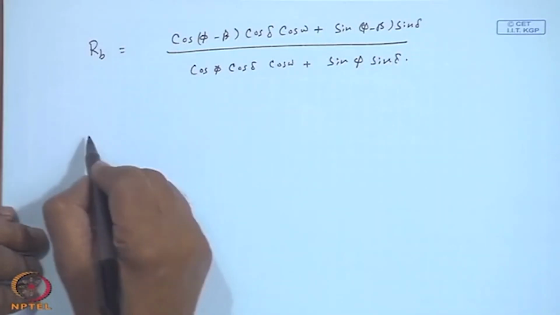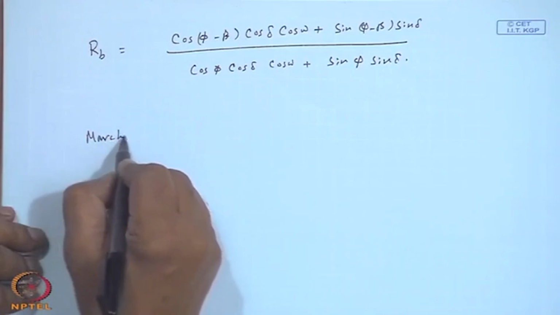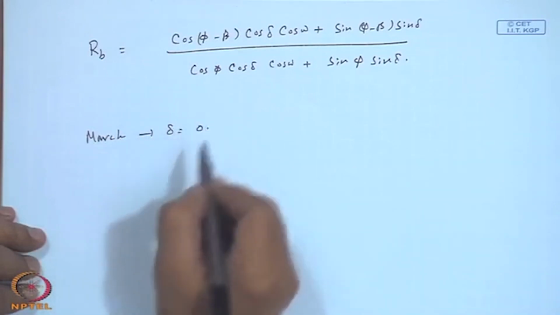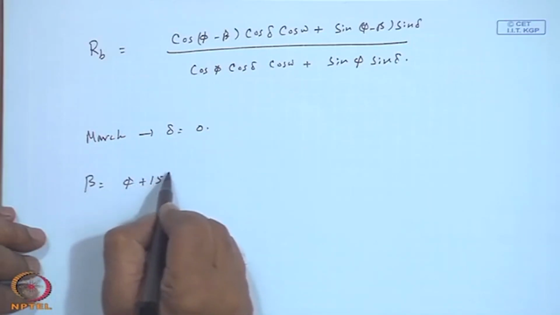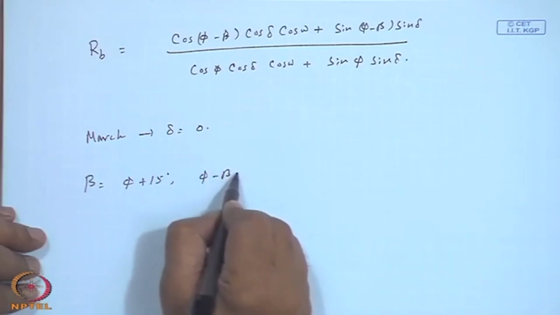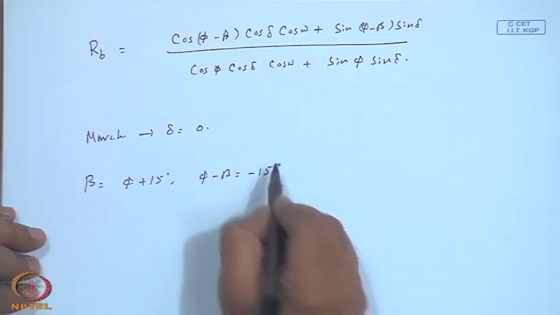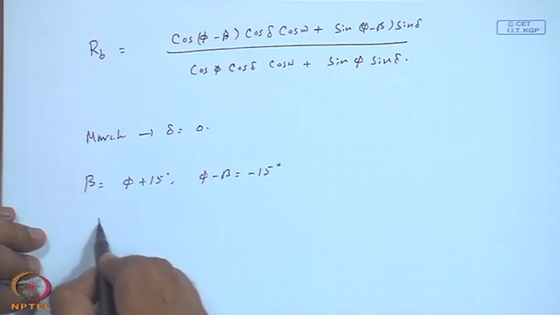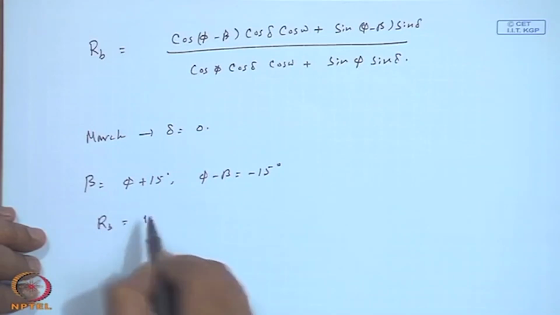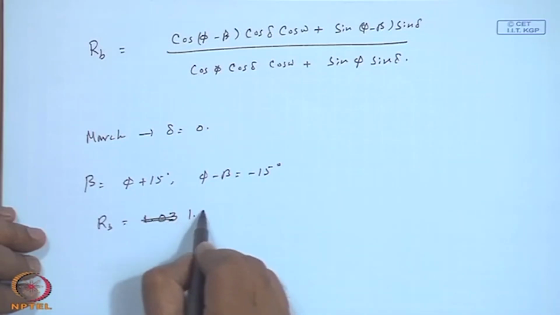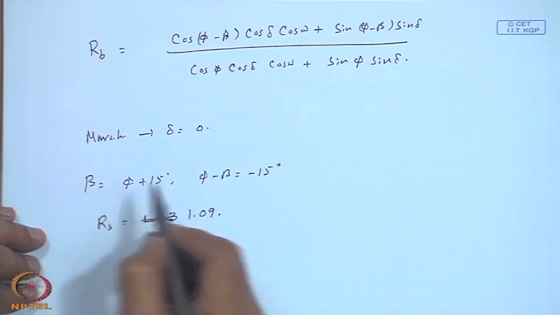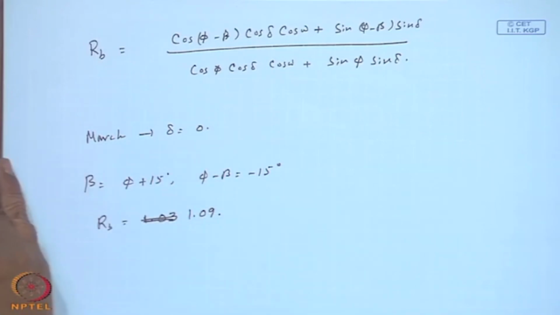First, we take up March with delta equal to 0, and if beta equal to phi plus 15 degrees, phi minus beta is minus 15, and RB is, I have done the calculation last time, 1.09. So, this is for beta phi plus 15 in March, and so you can fill in the numbers and find out that they are okay.